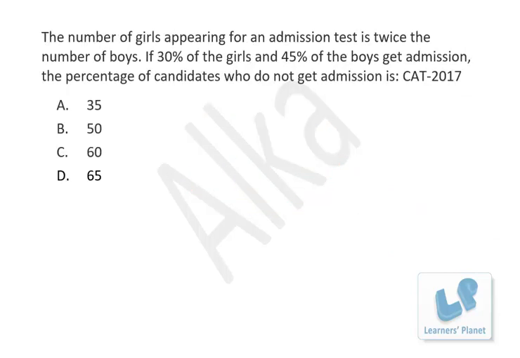Now one more problem from the CAT 2017 paper. The number of girls appearing for an admission test is twice the number of boys. If 30% of the girls and 45% of the boys got admission, the percentage of candidates who do not get admission. So the entire calculation is in percentages only. So I assume the girl and boy numbers. I assume boys to be 100 and girls to be 200 because twice. So suppose 200 girls are appearing and 100 boys are appearing.